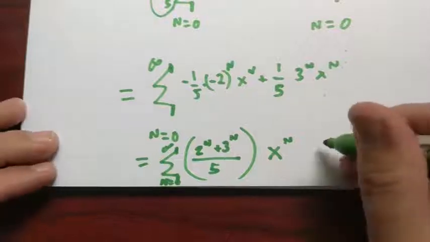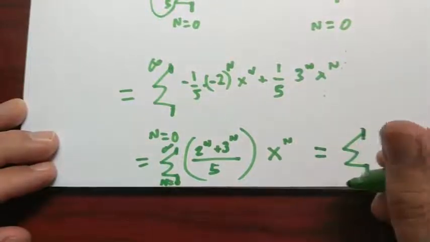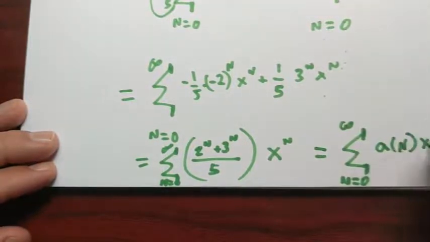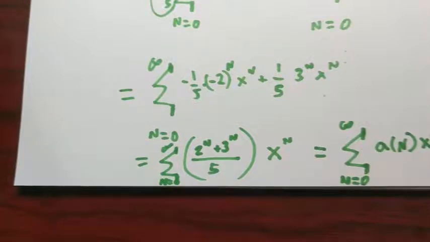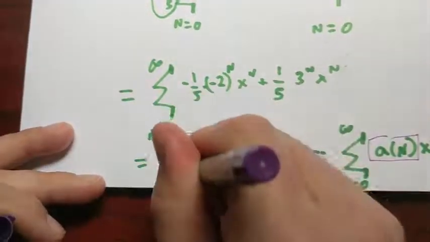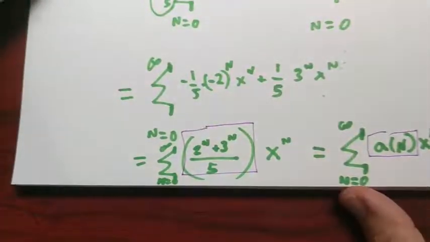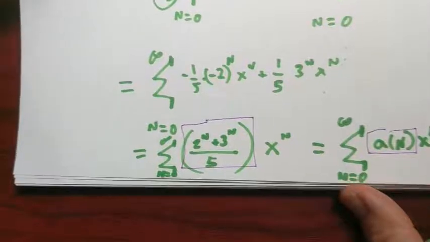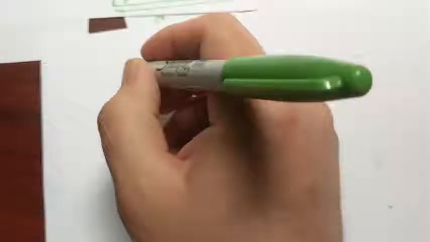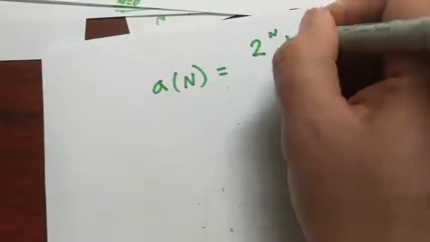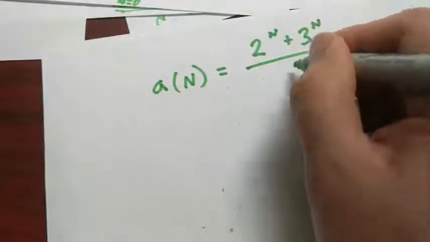And at the very beginning of all this, we said this must be equal to the sum from n equals 0 to infinity of a of n x to the n, which means that this has to be equal to this. So we have found a closed form expression for our sequence, the one that satisfies the recurrence that we started out with. The actual answer here is a of n equals 2 to the n plus 3 to the n over 5.